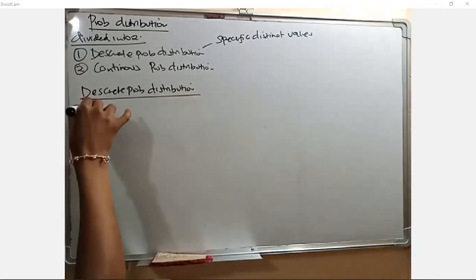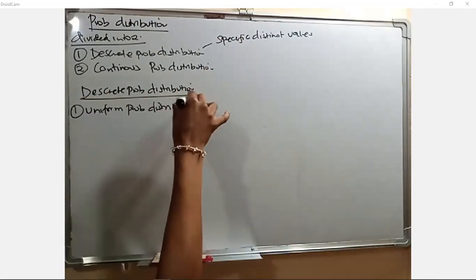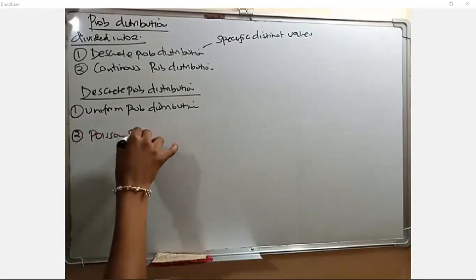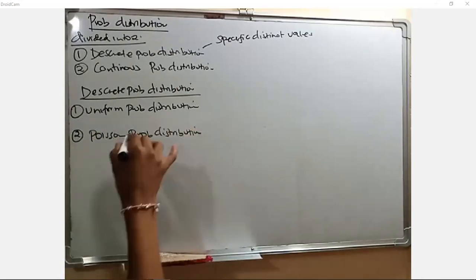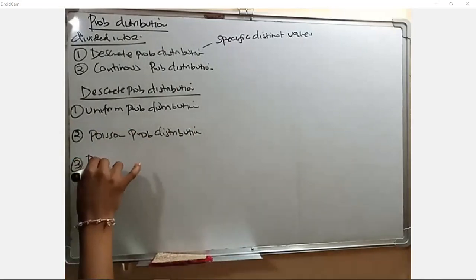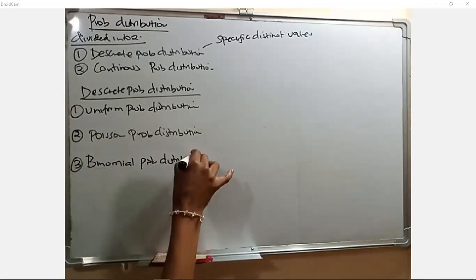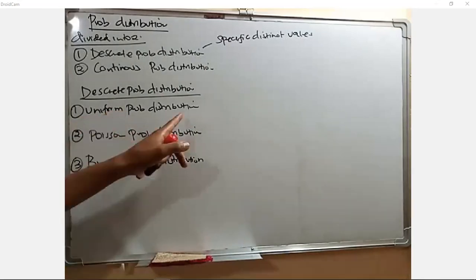Number 1, we normally have the uniform probability distribution. 2, we normally have the Poisson probability distribution. Then number 3, we are going to be having the binomial probability distribution. The first one is not much tested because it is a distribution whereby the chances of occurrence of an event are equal. That is why it is normally called uniform.